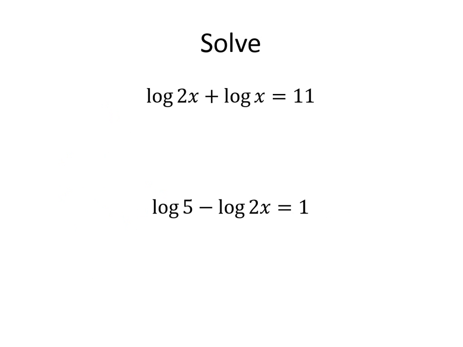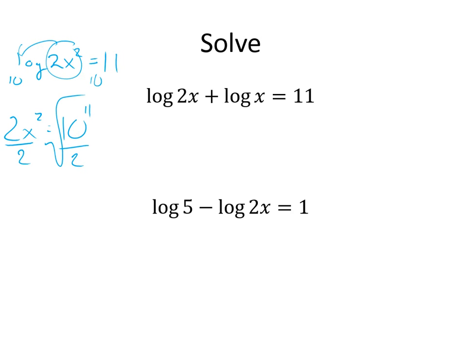So it's just solving. If we were to solve these, we get our first one. Since we're adding, we would multiply these, so we would have log of 2x squared is equal to 11. Take both sides to the power of 10, and then we would drop the log, giving us 2x squared is equal to 10 to the 11th power. Divide both sides by 2, and then take the square root. And that gives us our answer of approximately 100,000 square root 5.